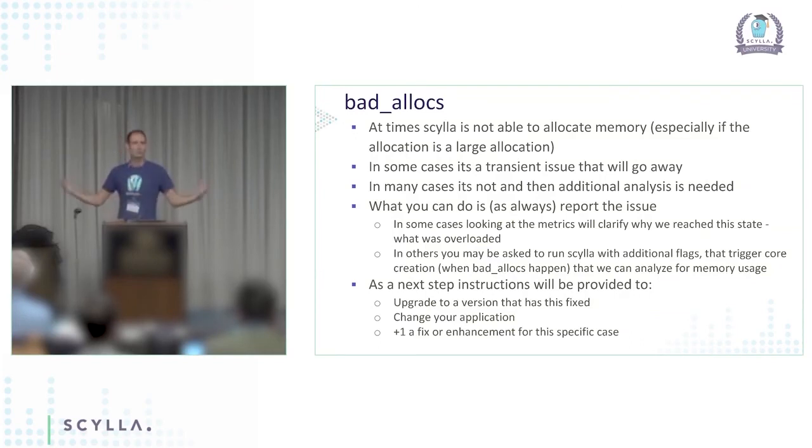It's not perfect, I know, but in many cases we can tell you to try not to build such huge batches. Break up your batches to be smaller. That will reduce the pressure on memory. The allocations will be smaller, and you won't reach that point. That's an example. So again, you may be instructed to upgrade, change your application, or tell us it's important to you because there's no other workaround.